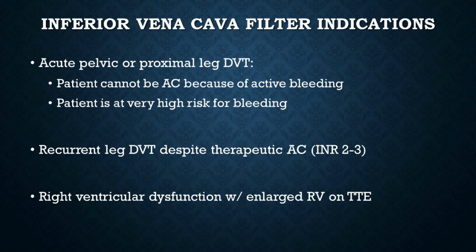And lastly, you put inferior vena cava filter when you have right ventricular dysfunction with enlarged right ventricle on transthoracic echocardiography, because in this case the next clot, the next pulmonary embolism might kill the patient.